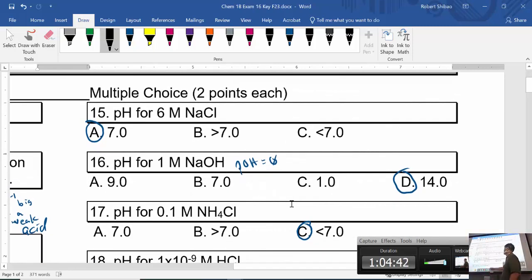All right, the pH for 6 molar sodium chloride should be 7. Sodium ions and chloride ions are neutral, or considered neutral. 16, pH for sodium hydroxide. This is going to be very basic. So this is going to give you a pOH of 1, so the pH is 14. Here we don't have to really consider Kw, it's a negligible contributor. 17, pH for 0.1 molar ammonium chloride. Ammonium is an acid, chloride is neutral, so this should be less than 7.